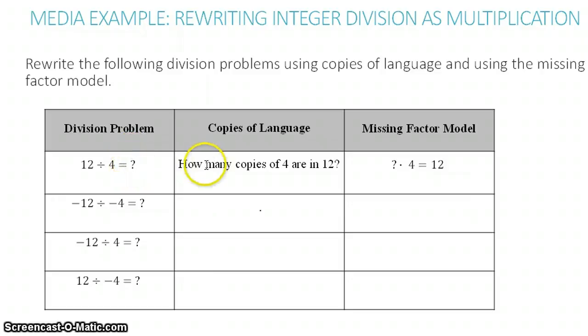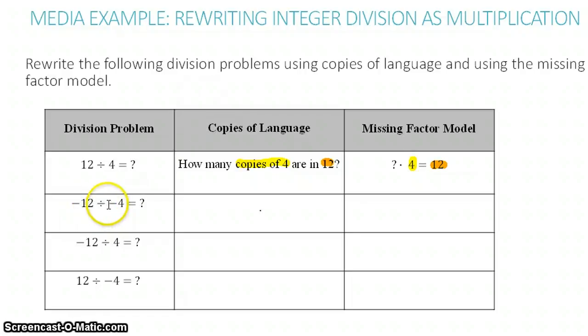In copies of language in the last videos, we said this was equivalent to how many copies of 4 are in 12? Well, when we talked about integer multiplication, we said that we could write this as the number of copies times the copy size equals the product, the result. So since we're using copies of 4, that's the copy size which goes here. How many, what we're trying to find, will be the question mark. And 12 corresponds to the product. So let's work on the other problems.